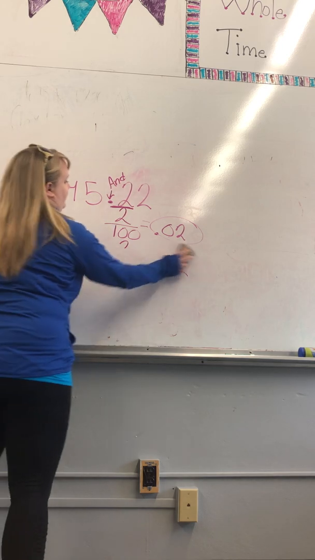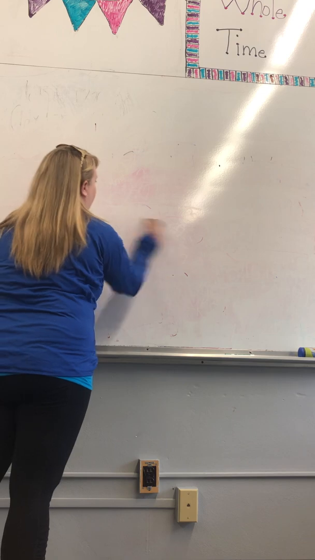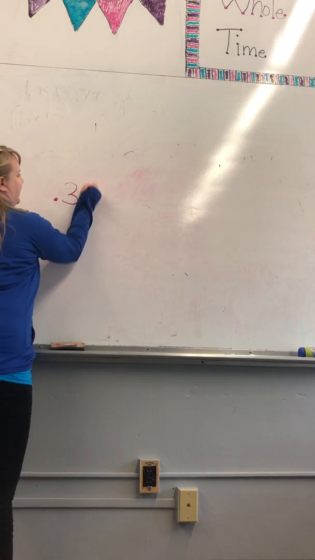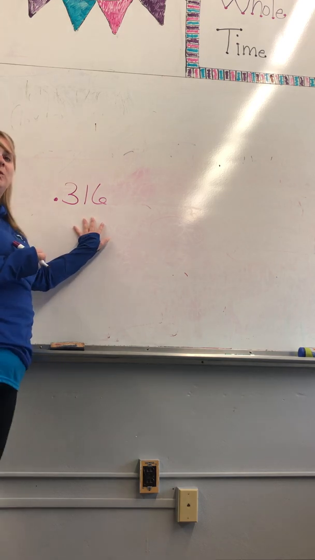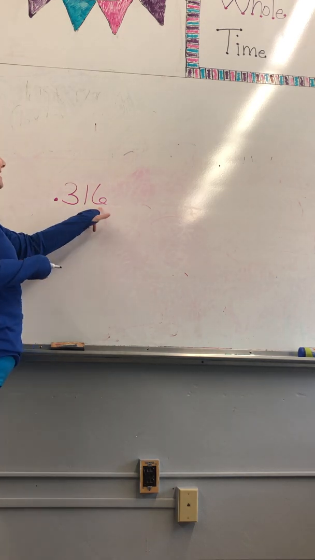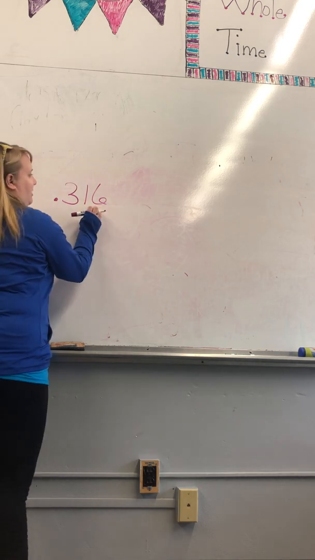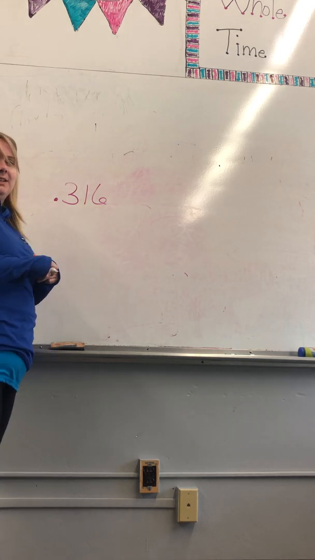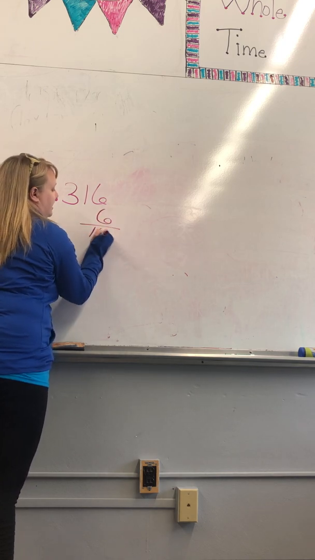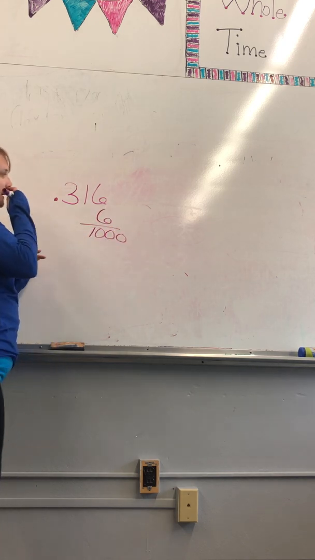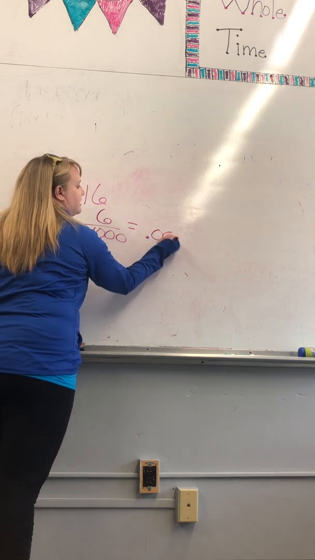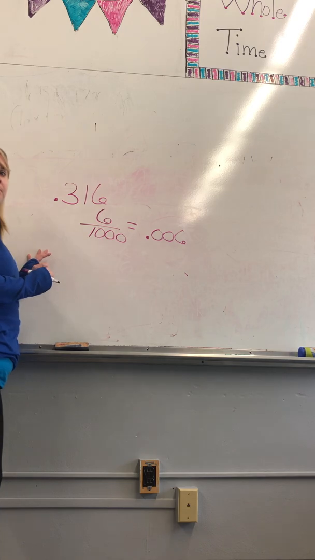Let's do one more example. If I have the decimal 316 thousandths, let's write out the value of each number. Okay, the value of the 6 is in the thousandths place. So I would write 6 over 1,000. And to write it as a decimal, I would write 6 thousandths.